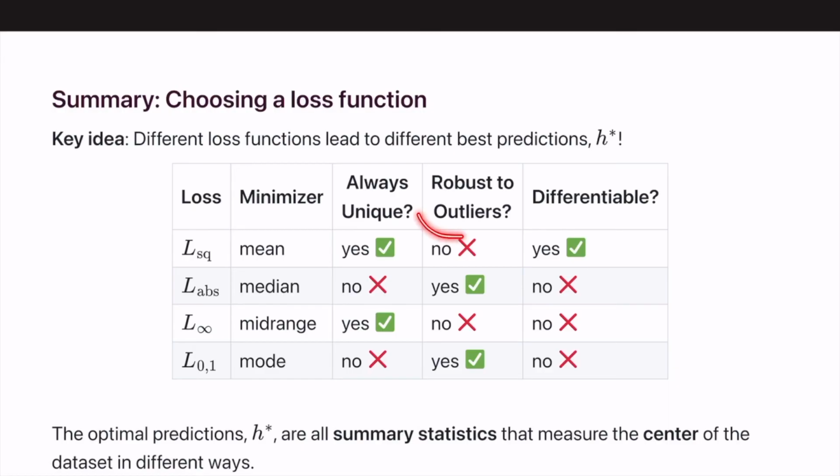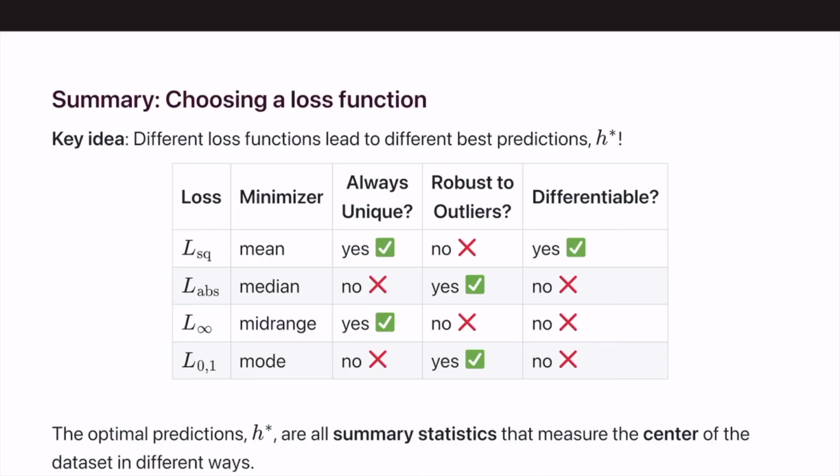We look at this idea of robust to outliers, always unique, differentiable. There are all trade-offs in these kinds of loss functions. I will say in practice, the mean tends to be the one, for the most part, between at least all these, that is used, mostly because it's differentiable. And while this is the constant model, for any complex model, being differentiable matters a lot. It makes the calculations much easier.